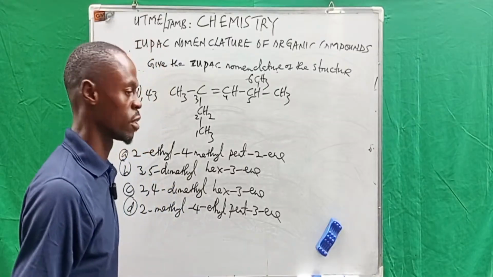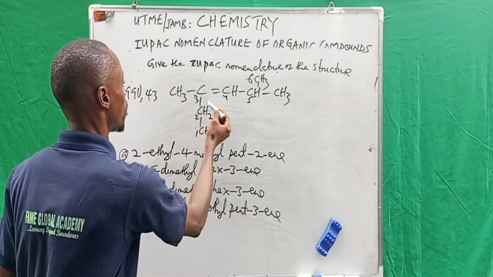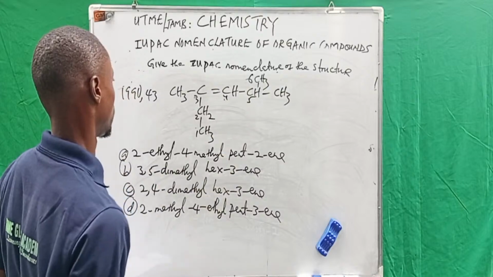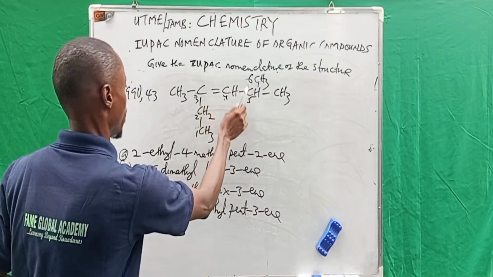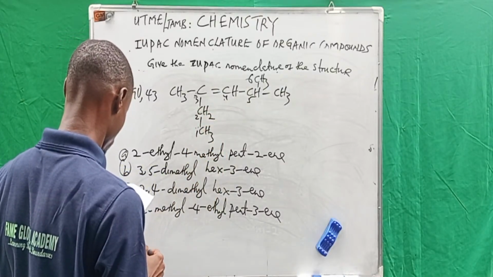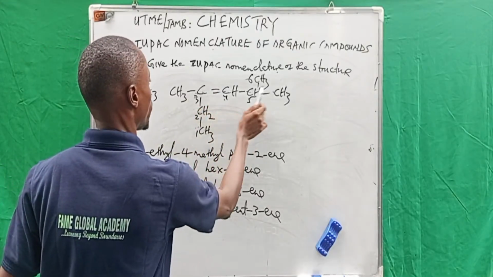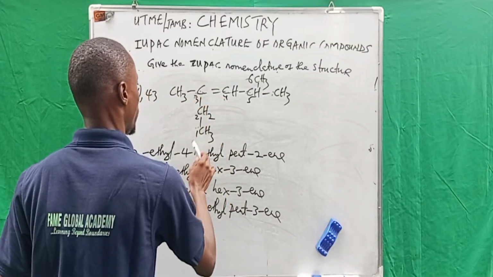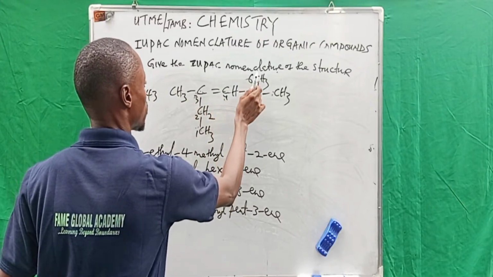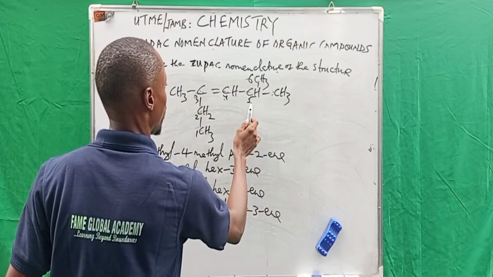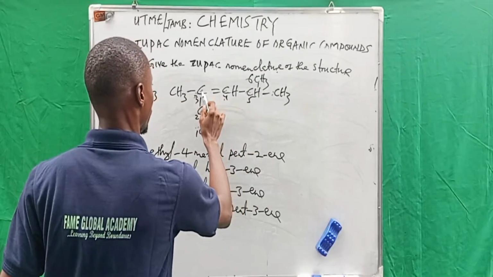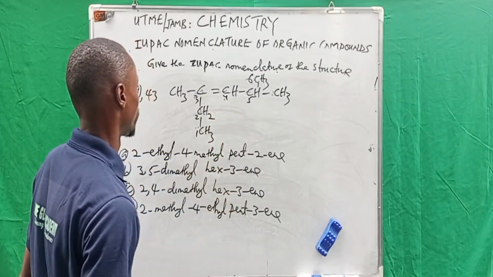The longest carbon chain in this structure is 1, 2, 3, 4, 5, 6. Then we have 1, 2, 3, 4, 5, and again 1, 2, 3, 4, 5, 6. All right. Are you with me?